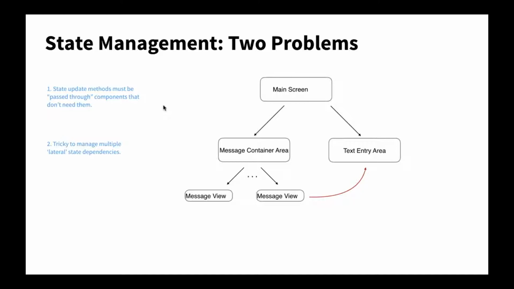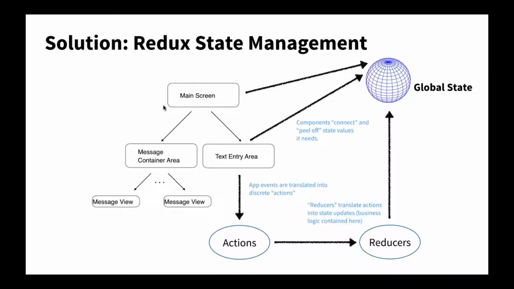And also you get into some issues when you are trying to do lateral state dependencies, in the sense that if you wanted a sibling view to change another sibling view based on an action taken on it. So for example, let's say I start typing and I want to make a change in my message area for some reason, that's a little bit tricky to do because the flow of information is really one directional. So the solution that is often used with React is something called Redux state management. And this does actually address both of the before mentioned problems.